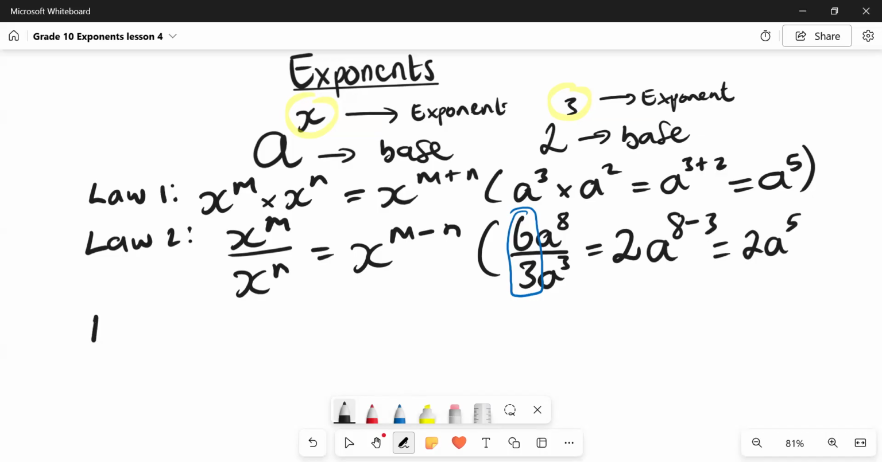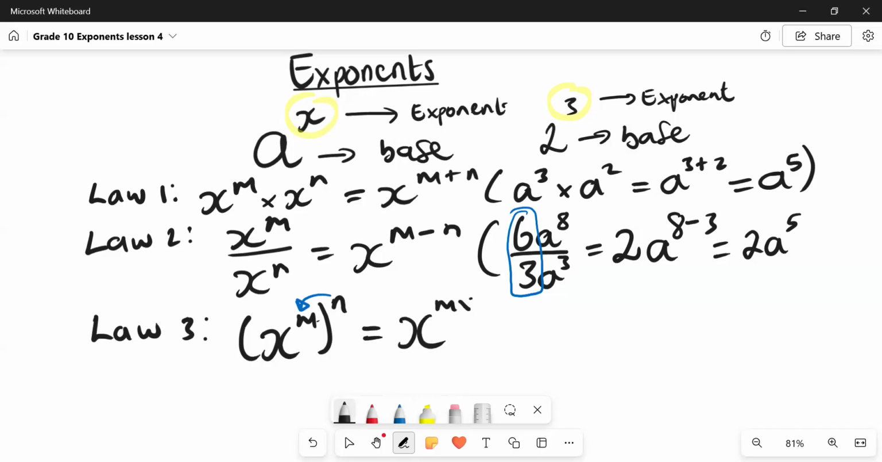Right? Then let's move to law number 3. Law number 3 is about raising to a power. So this whole thing is raised to a power of n, right? So how do we go about simplifying this? It's about multiplying the exponents, because the topic is about exponents. So you're just distributing and getting rid of the bracket. So you'll have your x and then m times n, which equals x to the power mn, right?